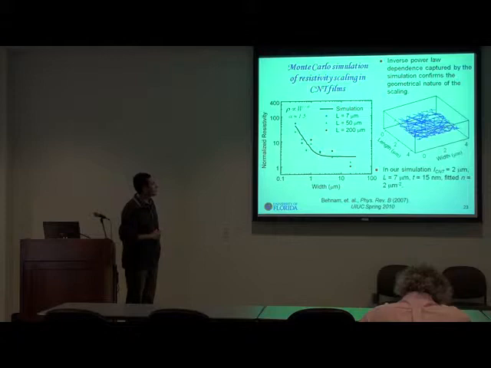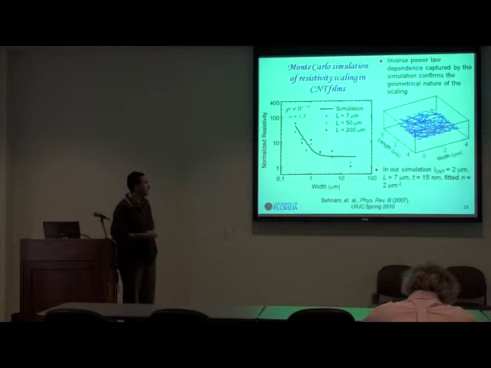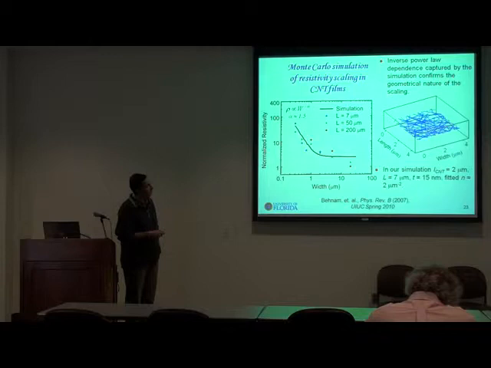So this is one result, for example, we got. We tried to fit our experimental data that I showed you before in terms of width. Basically the effect of width on resistivity, and this black curve is what we were able to fit to the experimental data. It's a pretty nice fit. All of the experimental data, of course, is scattered to some extent. And this is an example of the network that's generated. We also saw this kind of inverse power law dependence.